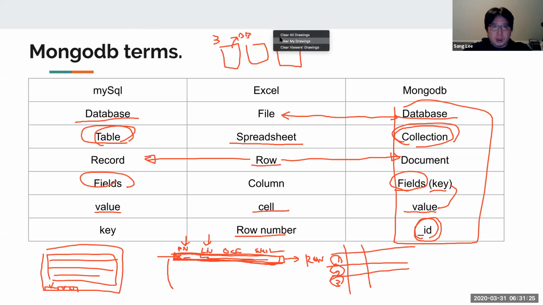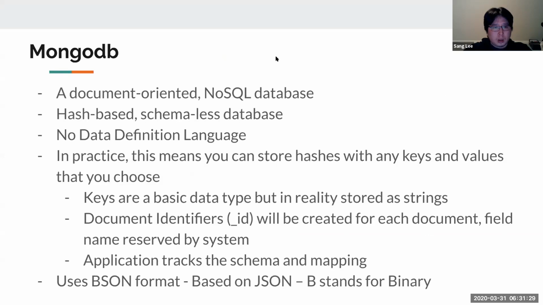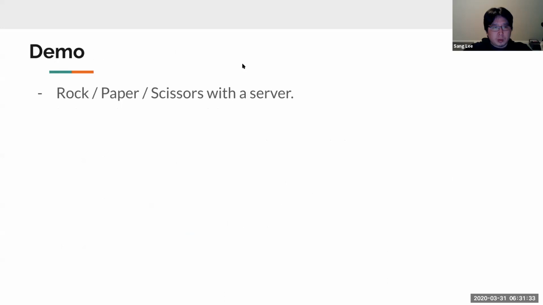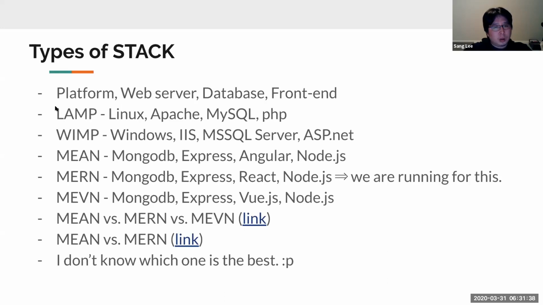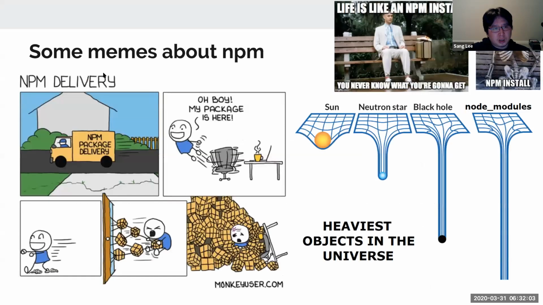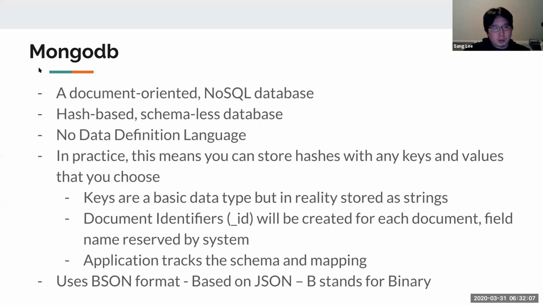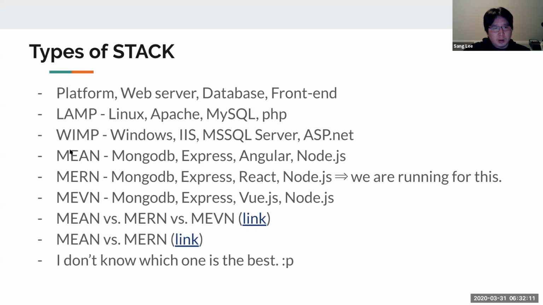Okay, so that is that. And then we have this stack. You might have heard something like MEAN stack, LAMP stack, and so forth. But basically, a stack is a combination of technologies that is useful to build a web application. Typically, we looked at these three different things, right? Node.js, Express, and MongoDB. Those are typically three components of one stack. Typically we want platform, web server, database, and front end. And LAMP is Linux, Apache, MySQL, PHP.